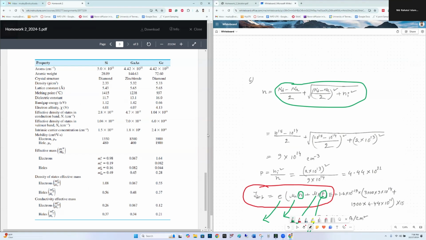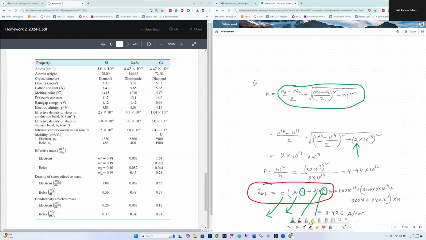However, in this solution, we got 2 times 10 to the power 13 per centimeter cube, which is not exactly this value, but is close. These values are not very strict, but it's advised to use the value presented in the table. This comes from a different table, that's why this value is different. But you have to plug in the value which is written in the table. So use the table.